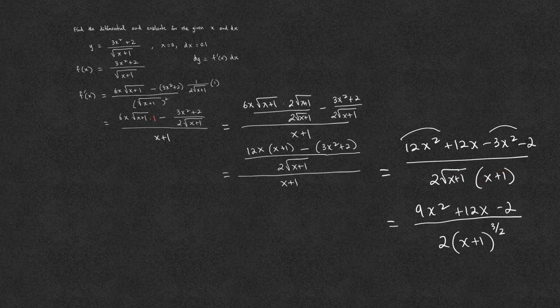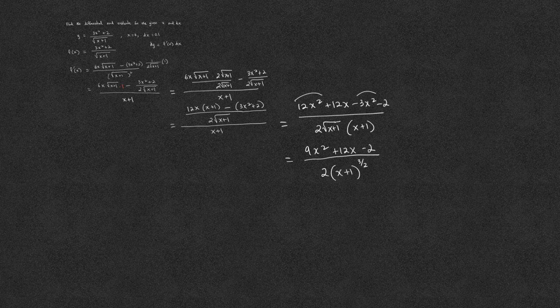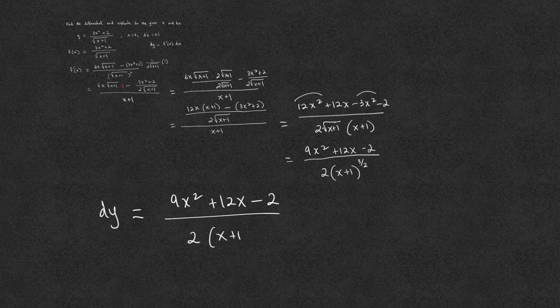We can now write the differential dy. dy is 9x squared plus 12x minus 2 over 2 times x plus 1 to the power 3/2. This part is f prime of x, but with differential, we still need to put the dx at the end of f prime of x.